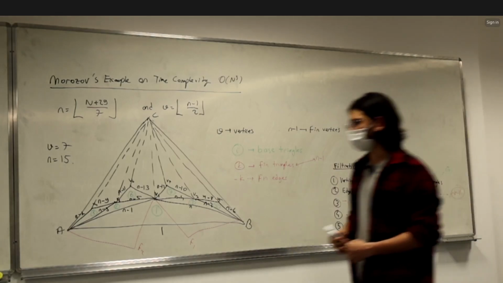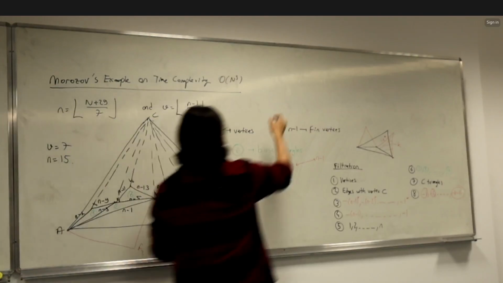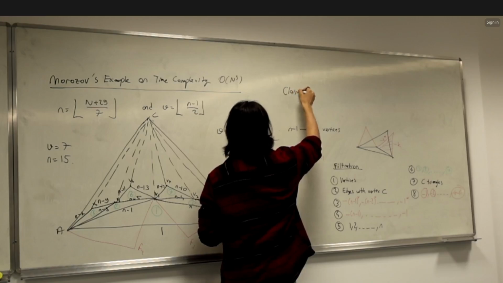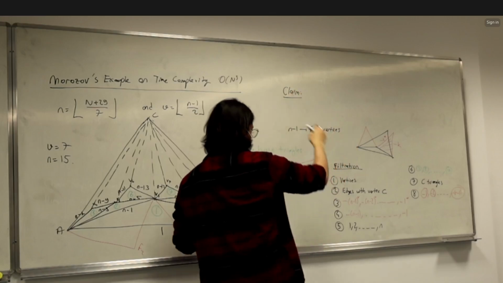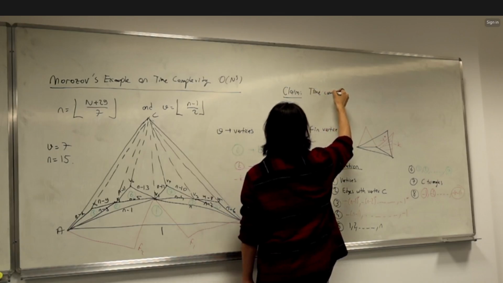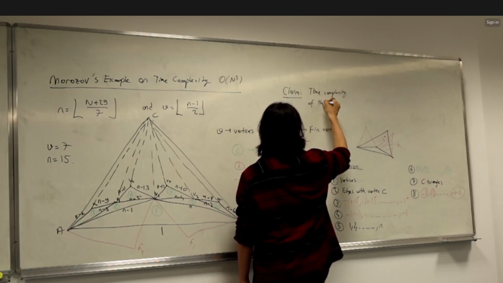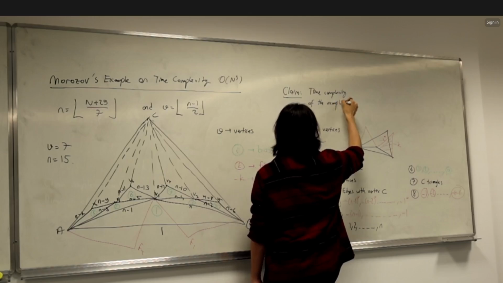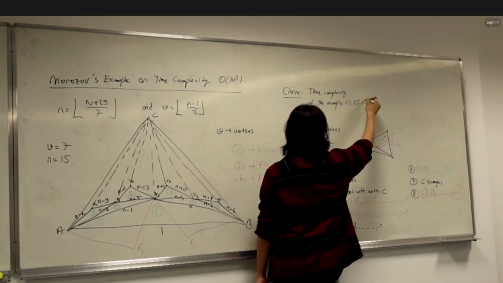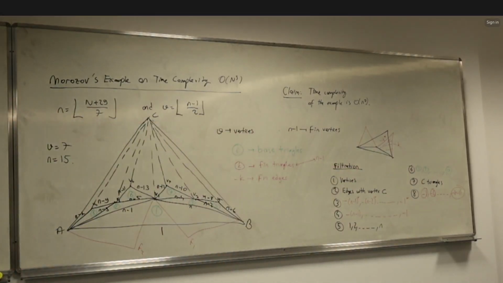That's the order of the filtration, and our claim, or Morozov's claim, is that the time complexity of the example is O(n^3). That's the claim, and now I'm going to prove why the time complexity is O(n^3).